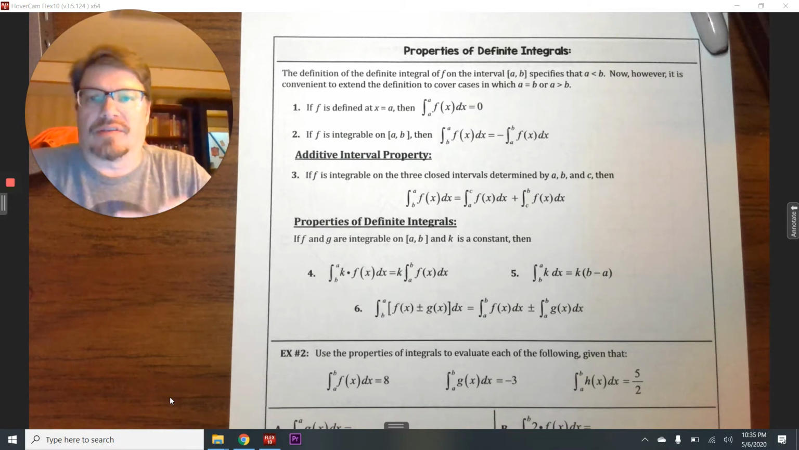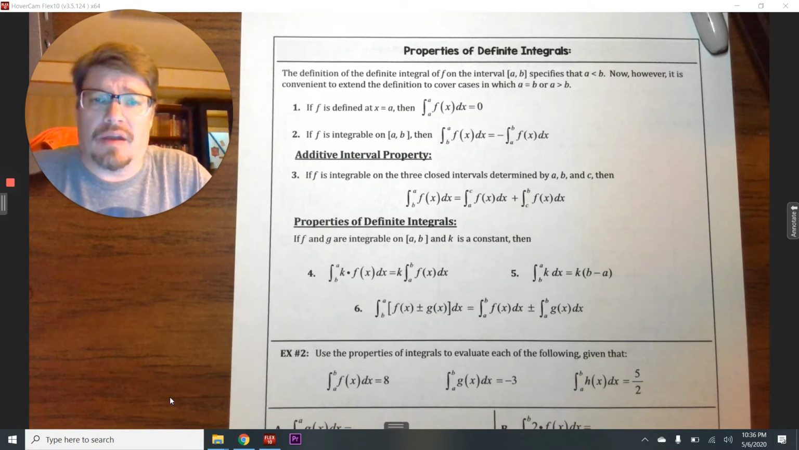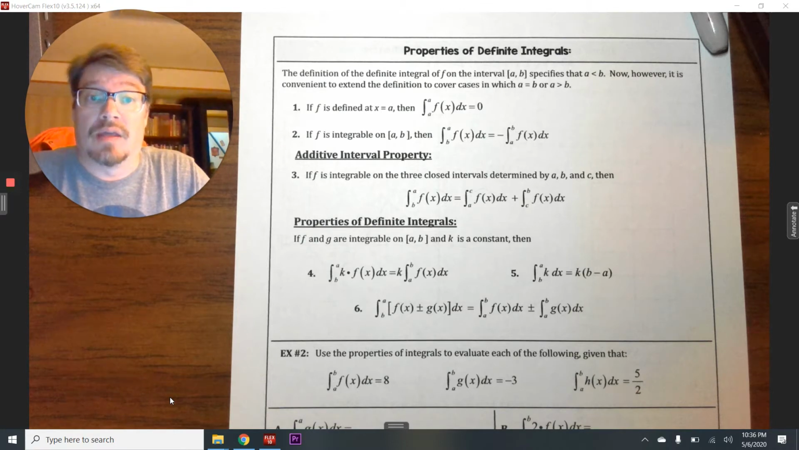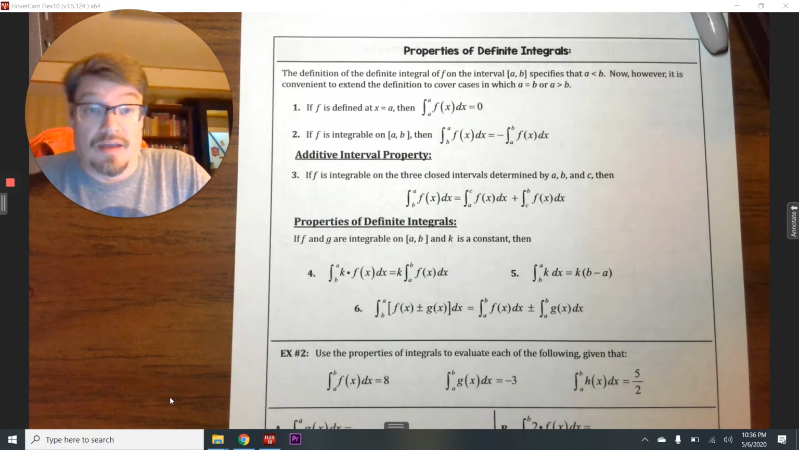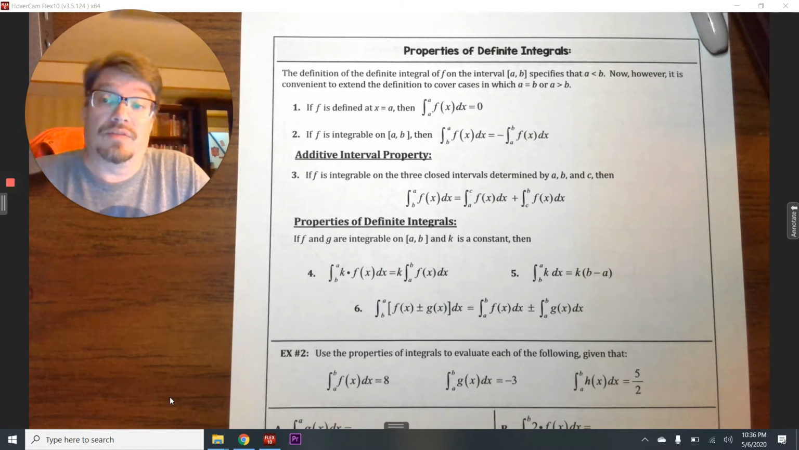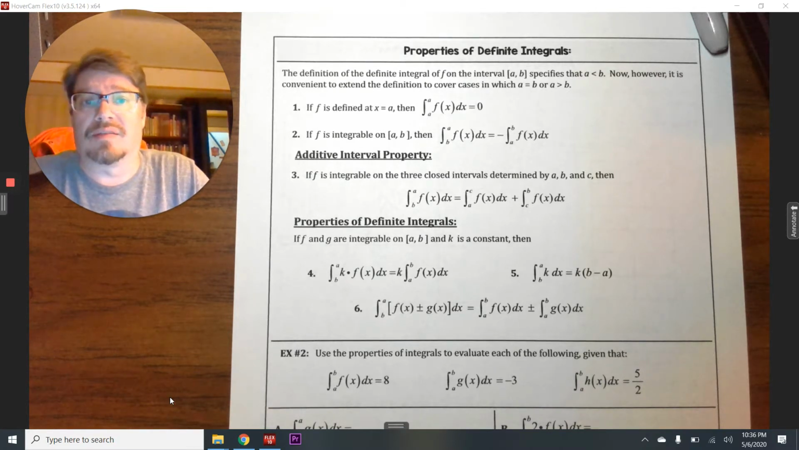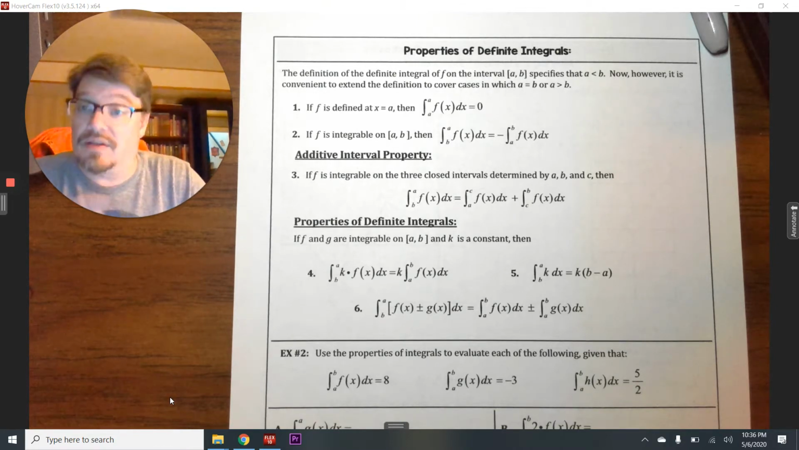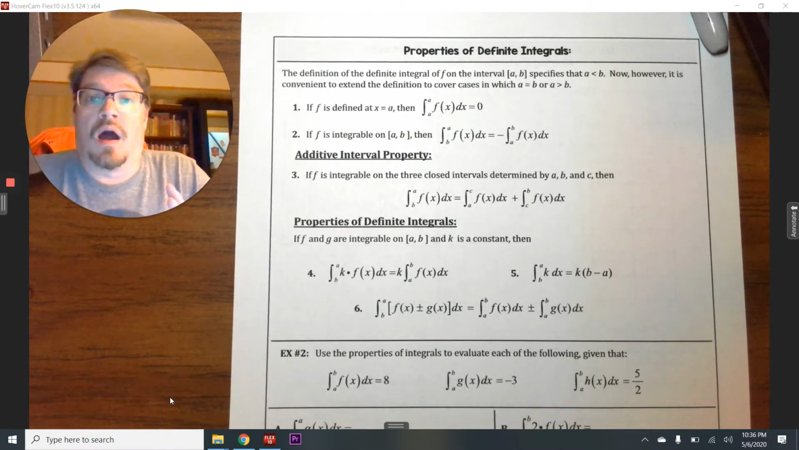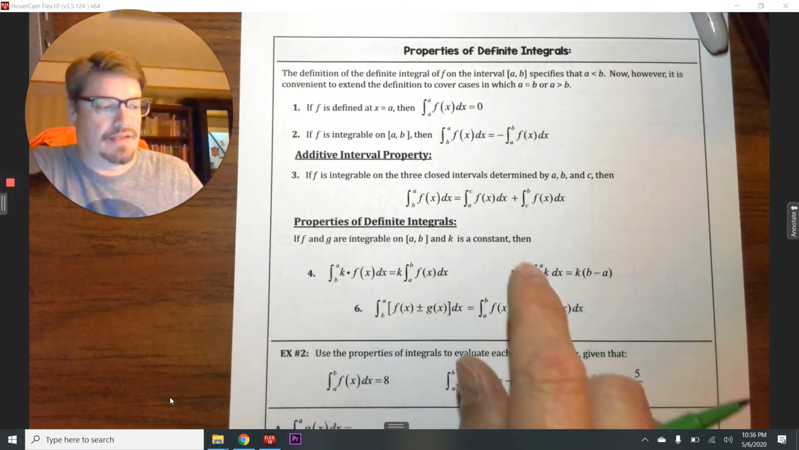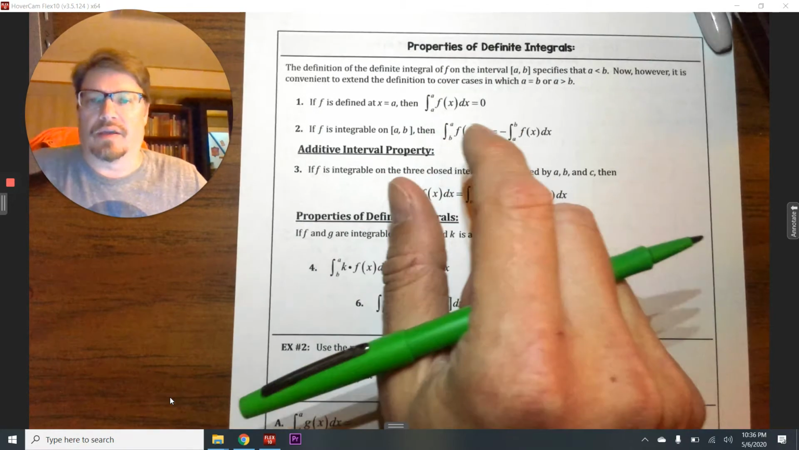In these properties, the definition of the definite integral of f on the interval a to b specifies that a is less than b. That's how it has to work. If it's the other way around, then we're going to have to make it negative, if you remember from our previous example. Now, however, it is convenient to extend the definition to a equals b and a greater than b. We kind of already talked about this, and those examples give you an intuitive idea of what these look like.